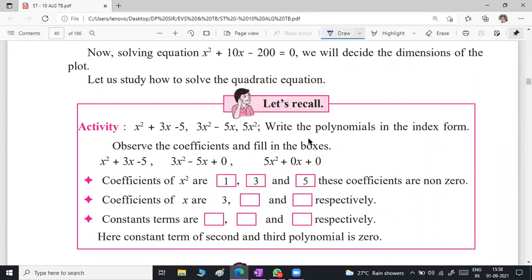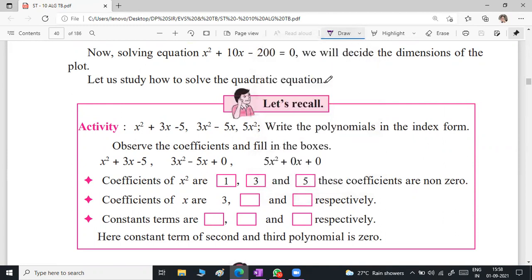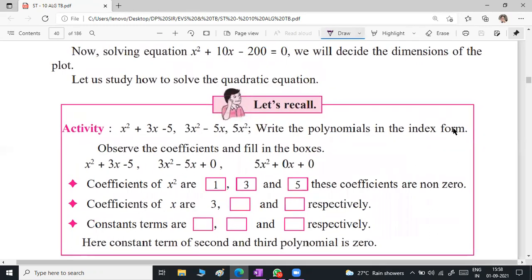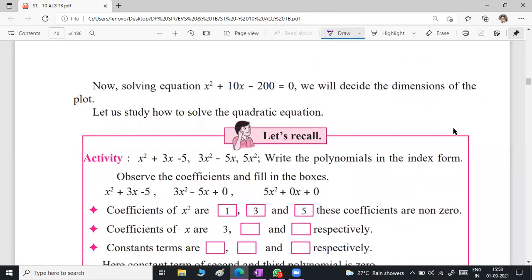Observe the given quadratic equation. There's something going wrong. So now just look at this particular question. x square plus 3x, x square plus 3x. There is something going wrong with the textbook. Paranormal activity again. Never mind. So x square plus 3x minus 5, 3x square minus 5 and 5 square. Write the polynomial in index form, observe the coefficients and fill the boxes.